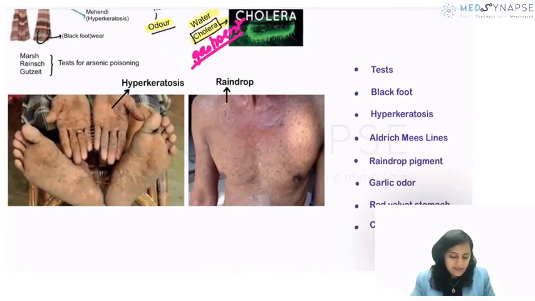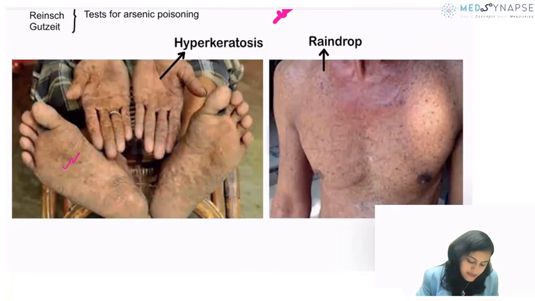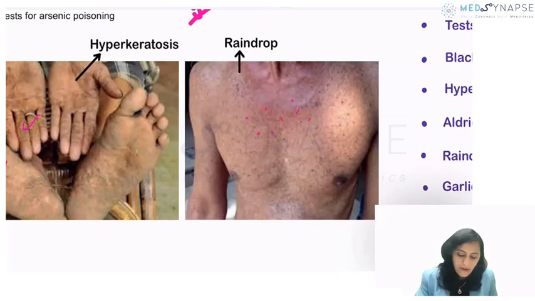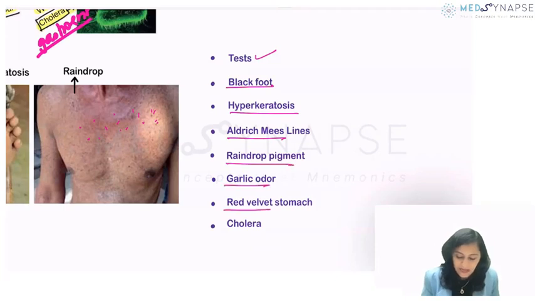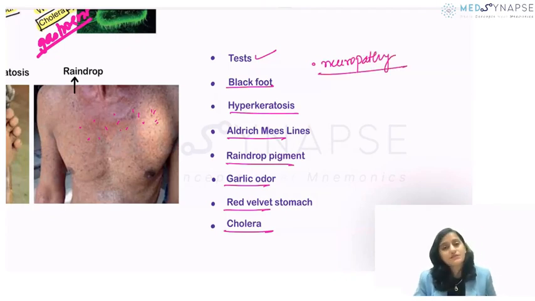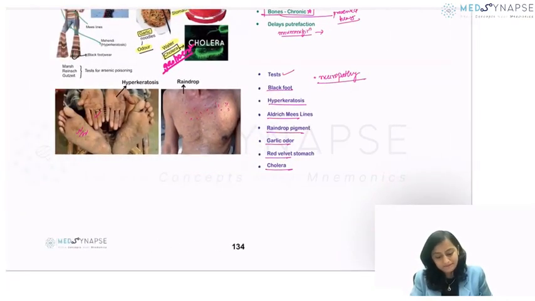So look at the images here. This is hyperkeratosis, mehendi-like appearance of arsenic. This is raindrop pigmentation happening. Okay, so this is arsenic. So Marsh Reinsch Gutzeit test, blackfoot, hyperkeratosis, Mees lines, raindrop, garlic, red velvet, and cholera. Remember, it can cause neuropathy as well, the motor sensory neuropathy.